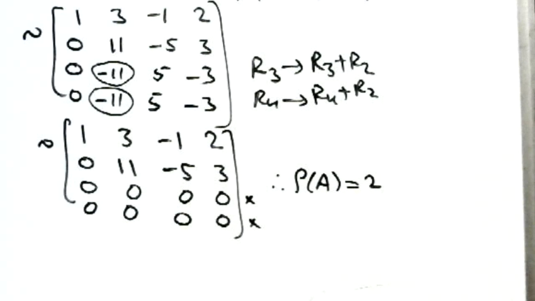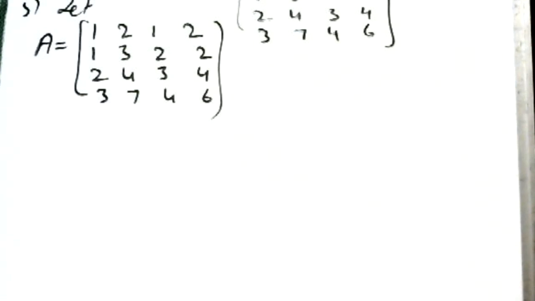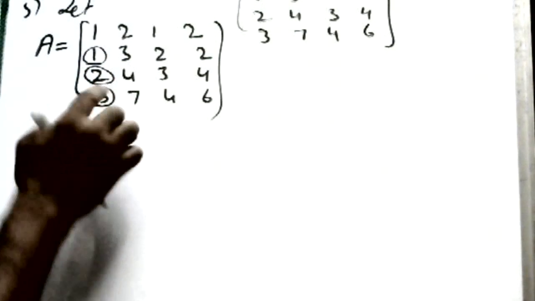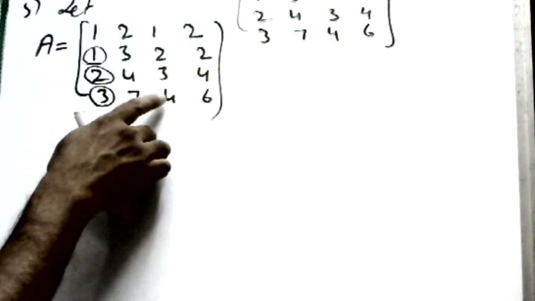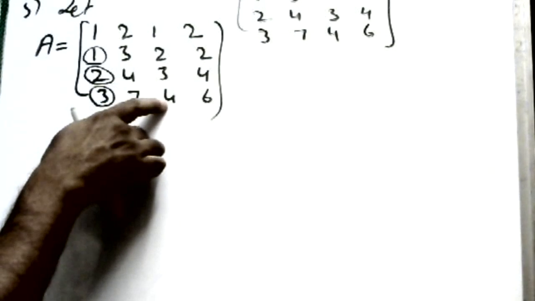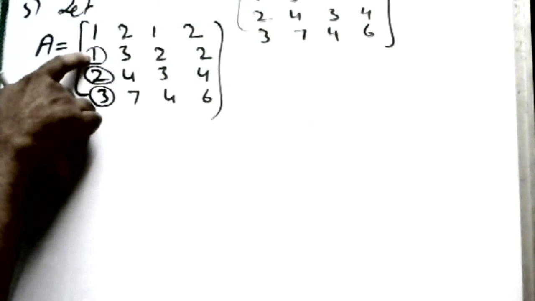Let me do one more question. Okay, now see here, next question. How to start? In the first step, we have to make these three zeros. In the next step, these two zeros. In the next step, this 0. The method is these three zeros, then these two zeros, then this 0.